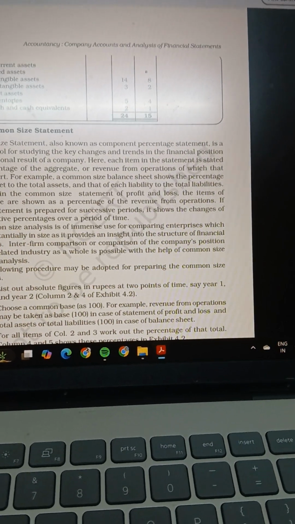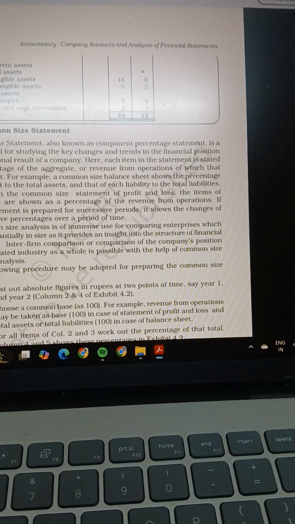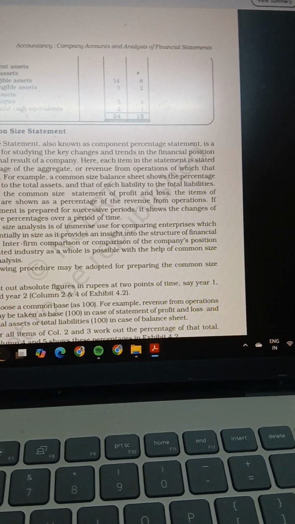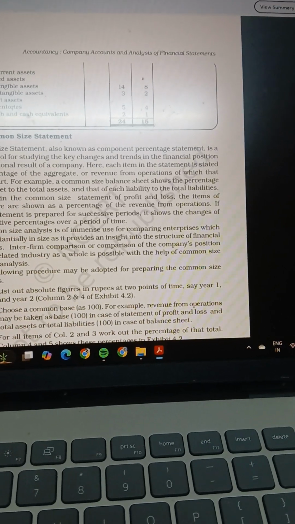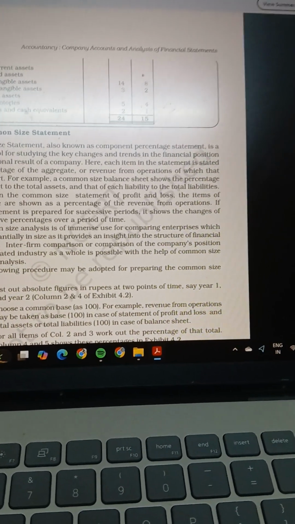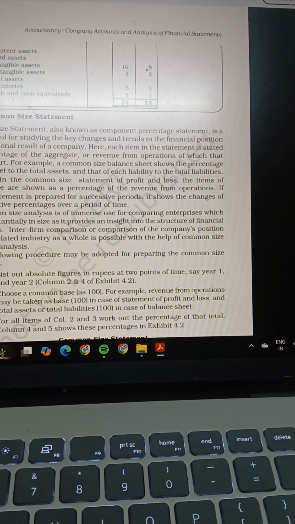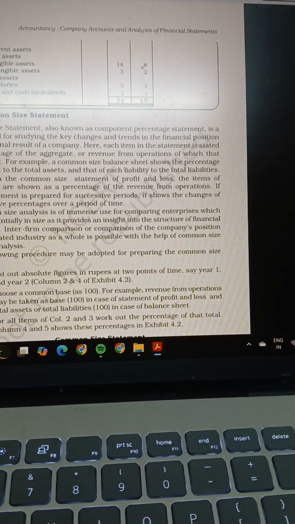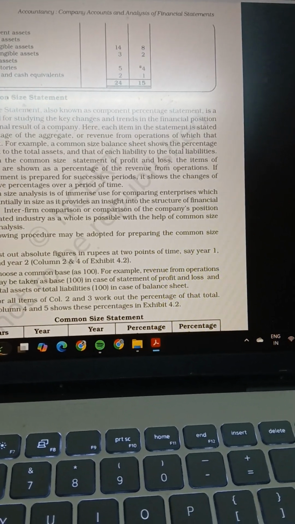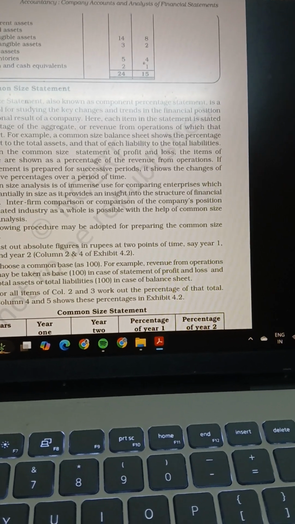If such a statement is prepared for succeeding periods, it shows the changes of the respective percentages over a period of time. If a 2 year statement is given, we can make a comparison between the 2 years' statements. The use of common size analysis is for comparing enterprises which differ substantially in size, as it provides insight into the structure of the financial statements.